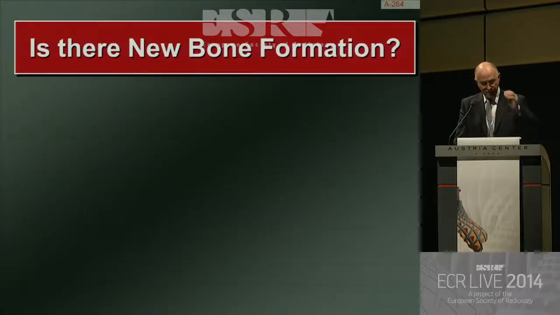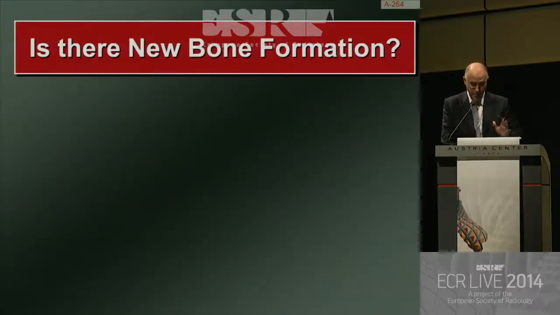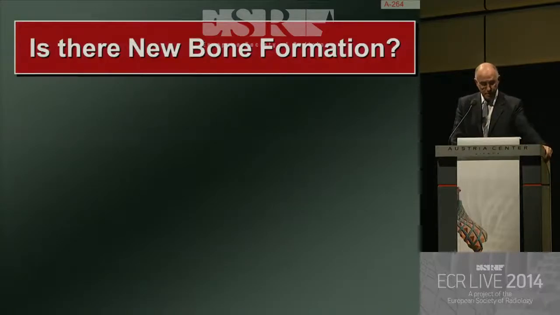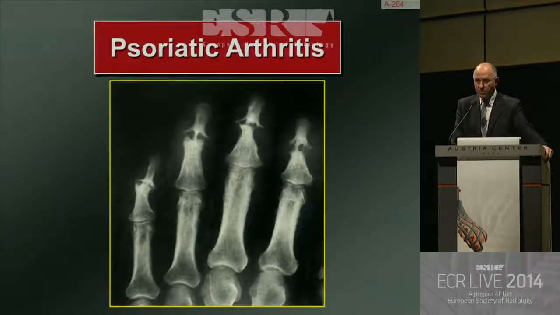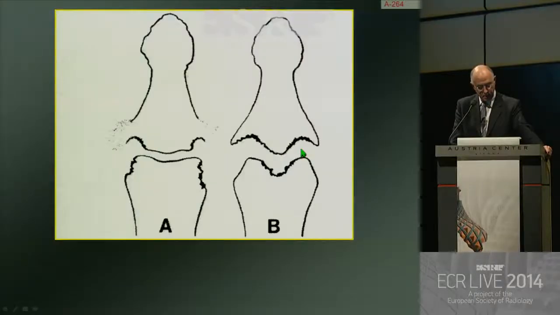Now we come to another fact which is important basic knowledge. When you identify areas of synovitis, is there evidence of associated new bone formation? Rheumatoid disease doesn't cause new bone formation, but the seronegative arthropathies cause erosive disease and new bone formation. Particularly psoriasis is the disease that causes it.